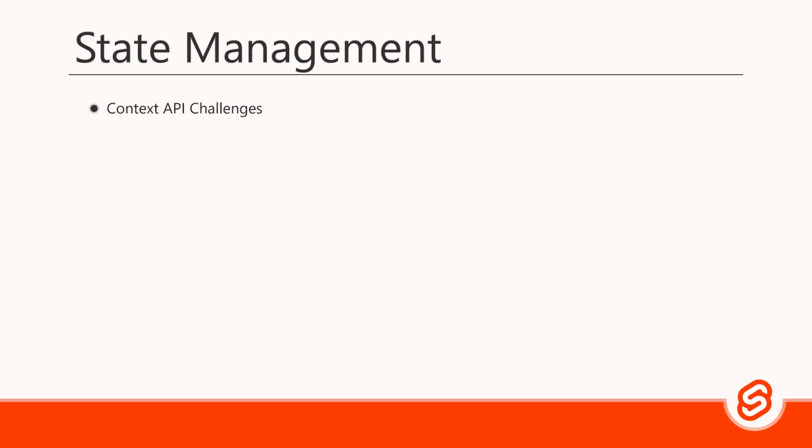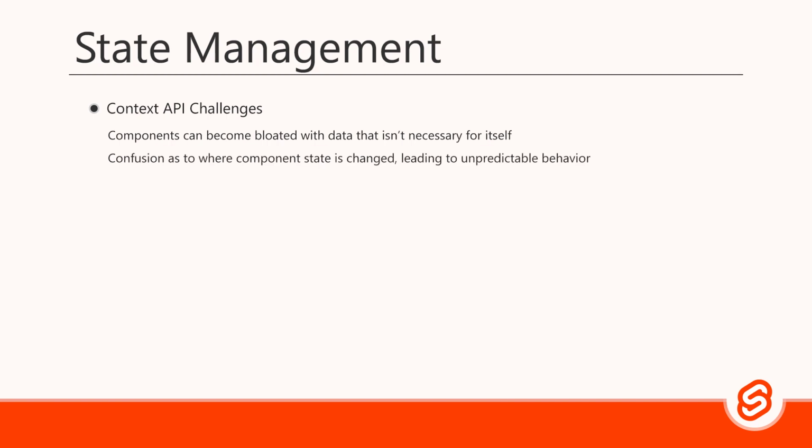In the Context API video, we learned that we can provide data from a component, then access it anywhere else in the component tree. This makes it a perfect state management solution for small applications. But, as an application or its team grows, managing state with the Context API can become more challenging. Components can become bloated with data that's necessary for other components, but not for itself. It can also quickly become confusing where a component state is changed, which can lead to unpredictable behavior, especially in larger development teams. This unpredictable behavior is error-prone because a developer can accidentally update the wrong state or miss an important update to a state.